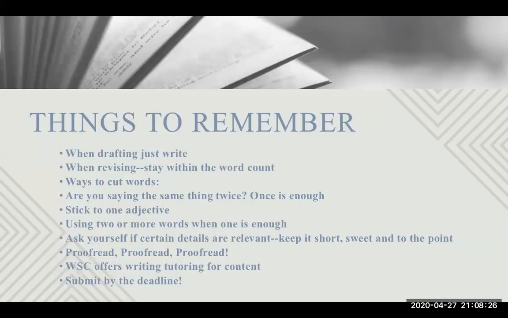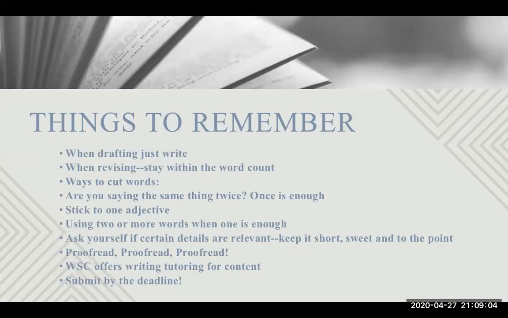All right, so some final things to remember. When you're drafting, just write. It can get really easy to start micro editing while you're writing. For some people that works. I know it works for me. But I know for others, trying to micro edit and have the perfect sentence before moving on actually slows them down when they're writing. So just try to get as much out on the page as possible, and then you can always go back and fix it.